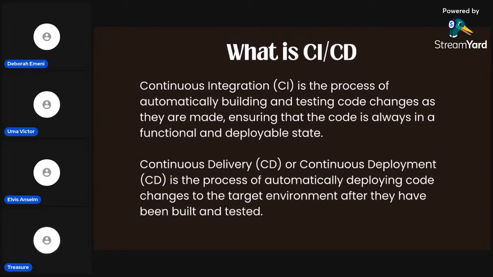CI/CD, as I said before, can be divided into two: continuous integration and continuous delivery. Continuous integration is the process of automatically building and testing code changes as they are made, ensuring that the code is always functional and deployable. Then continuous delivery is the process of automatically deploying code changes to their target environments after they have been built and tested. So CD follows after CI. That means the CI process must be completed before we can move towards the CD process.